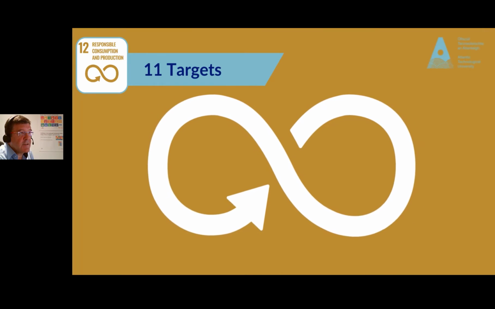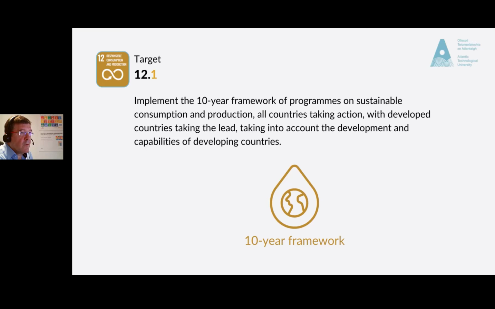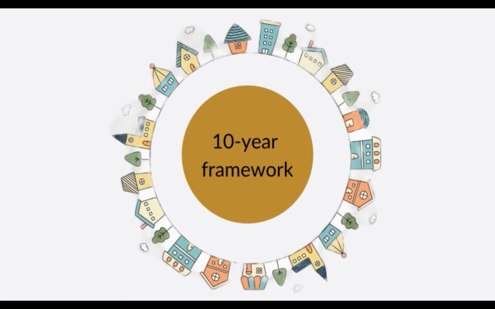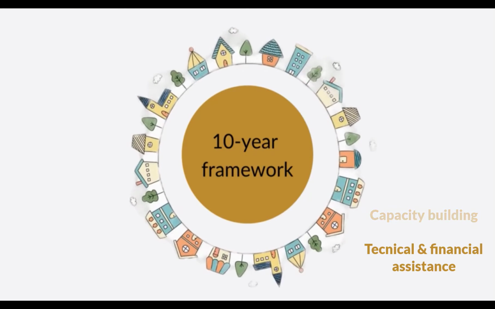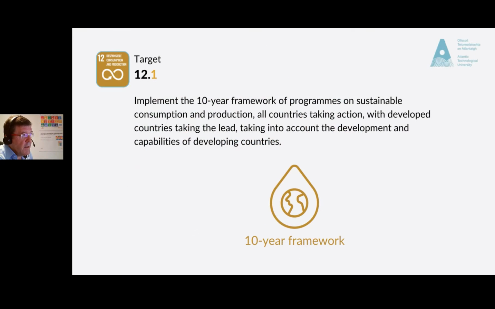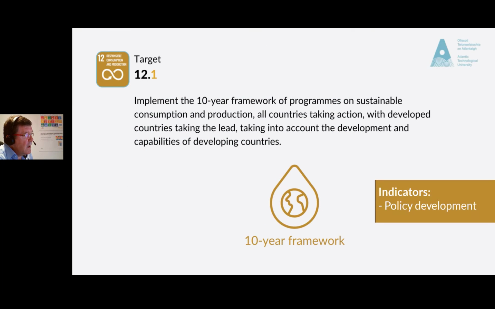So responsible consumption and production. There's 11 targets in this SDG, and we'll have a look at them now. So target 12.1, implement the 10-year framework of programs on sustainable consumption and production. All countries taking action, with developed countries taking the lead, taking into account the development and capabilities of developing countries. So the 10-year framework is a framework that supports capacity building and facilitates access to technical and financial assistance for developing countries. The indicator for this particular target is the number of countries developing, adopting, or implementing policy instruments aimed at supporting the shift to sustainable consumption.